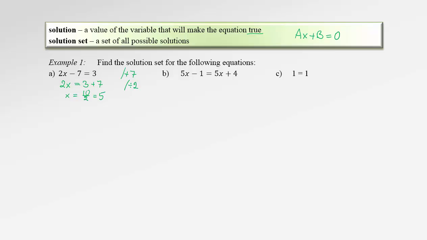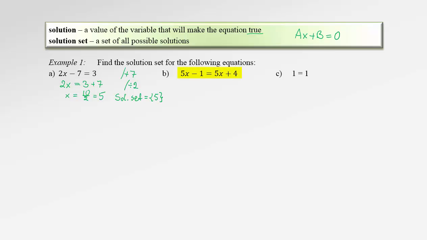Okay, therefore 5 is the solution to this equation. If x is equal to 5 and I plug in the value 5 instead of x, the left-hand side will be equal to the right-hand side. Well, let's check this. 5 times 2 is 10, minus 7, yes, it is 3. So 5 is indeed a solution. Therefore, the solution set to this equation is a one-element set composed of just 5.